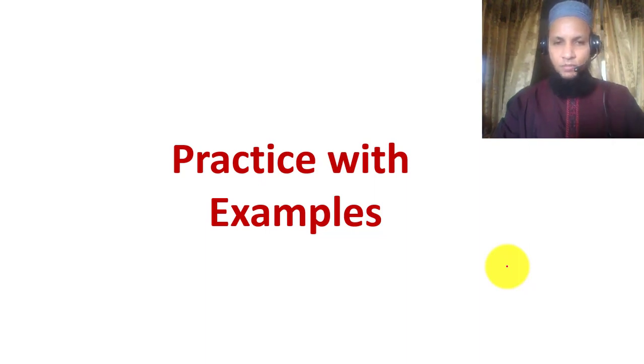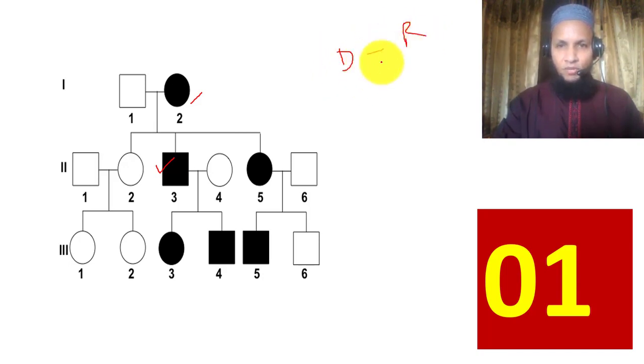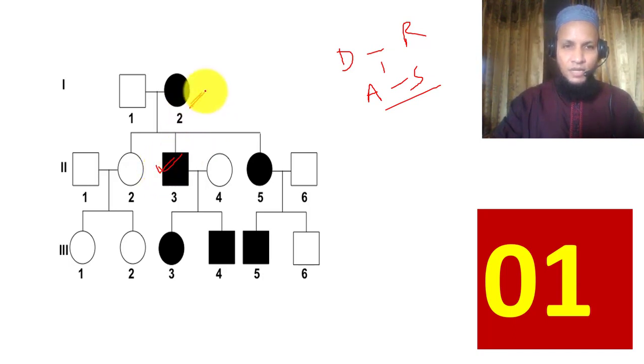Here we will see some examples. There are 15 examples. We can practice how quickly we can identify them for exam purposes. At first step, we should identify whether it is dominant or recessive. Then we will identify whether it is autosomal or sex linked. Here we can see this affected person has an affected mother, this affected person has an affected mother, this person has an affected father, and this affected person has an affected mother.